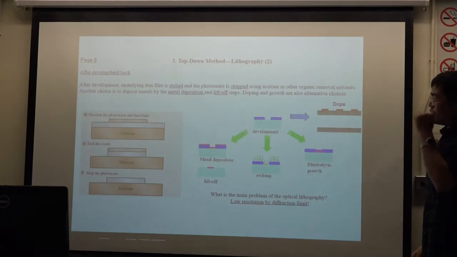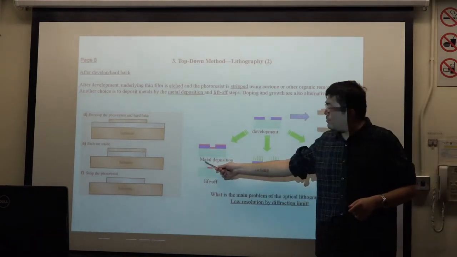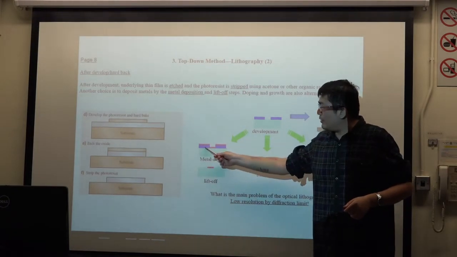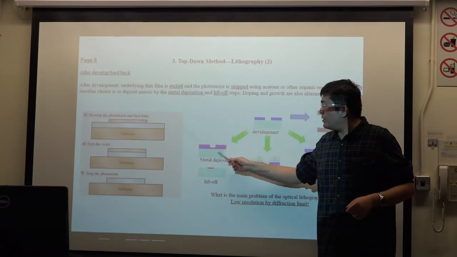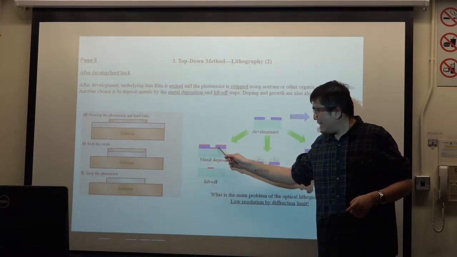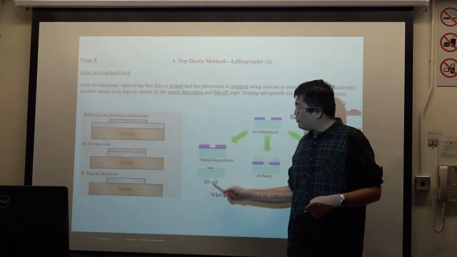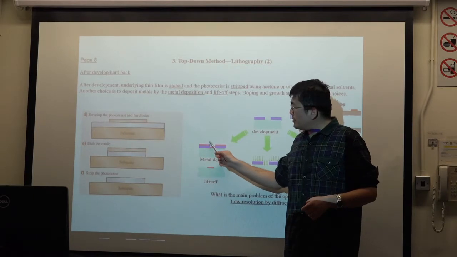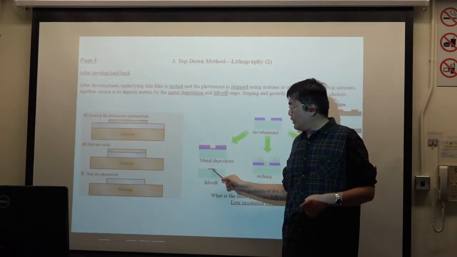We also have another choice. You can deposit metal. You can see here, the red color is metal and the blue one is the photoresist. Then you can use the lift-off technique to remove this part, so only the metal here remains.